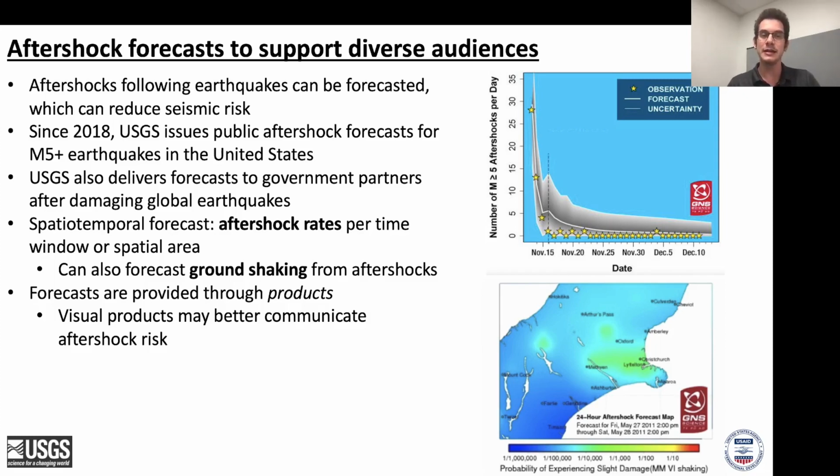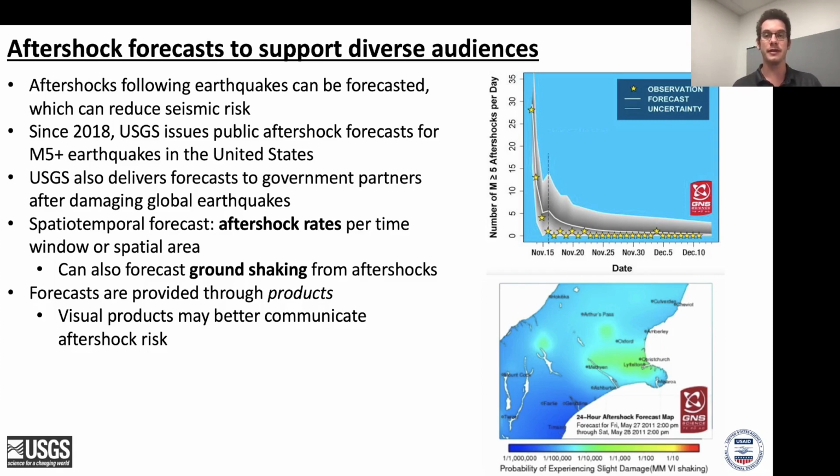Since 2018, the U.S. Geological Survey has been issuing aftershock forecasts to the public for earthquakes of magnitude 5 or greater in the U.S., and also delivering forecasts for earthquakes outside the U.S. to our government partners. Aftershock forecasts are spatiotemporal.